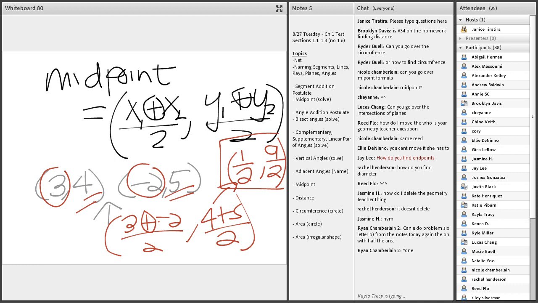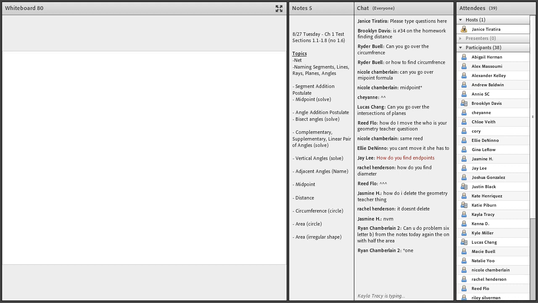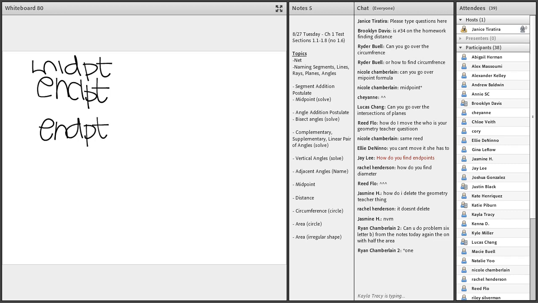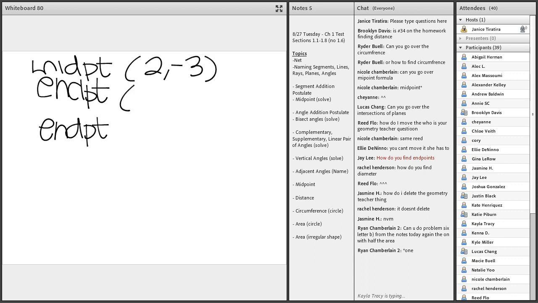Let me do one with endpoints. So for the midpoint, let's say you're given an endpoint and the midpoint, and we need to find the other endpoint. Let's say the midpoint is 2, negative 3. Let's say the endpoint is 7, 1, and we need to figure out the other endpoint. What I highly recommend is to restructure this. I'm going to show you 2 ways of doing this. The first way is very fast and efficient. The first way is where I'm going to put the first given endpoint.